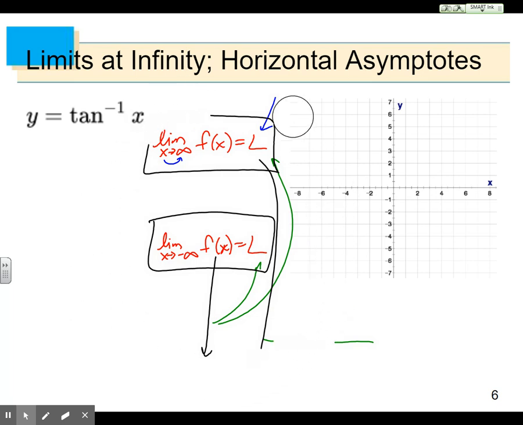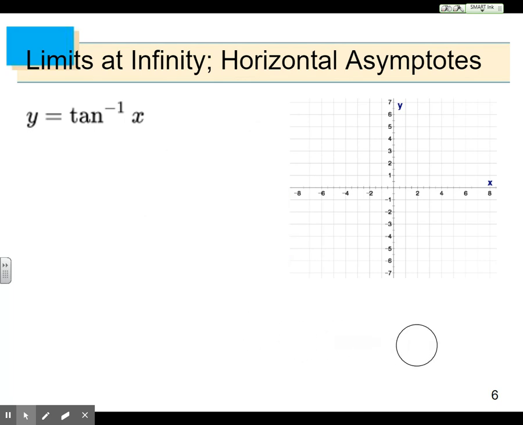So I want to look at some functions that have a horizontal asymptote. Tangent inverse of x is going to act a lot like tangent of x, except that it's going to be lying down. Tangent inverse of x has a horizontal asymptote at both pi over 2 and negative pi over 2. That's from a previous video. It's like 1.57 and negative 1.57. And so I end up with this line, like so.